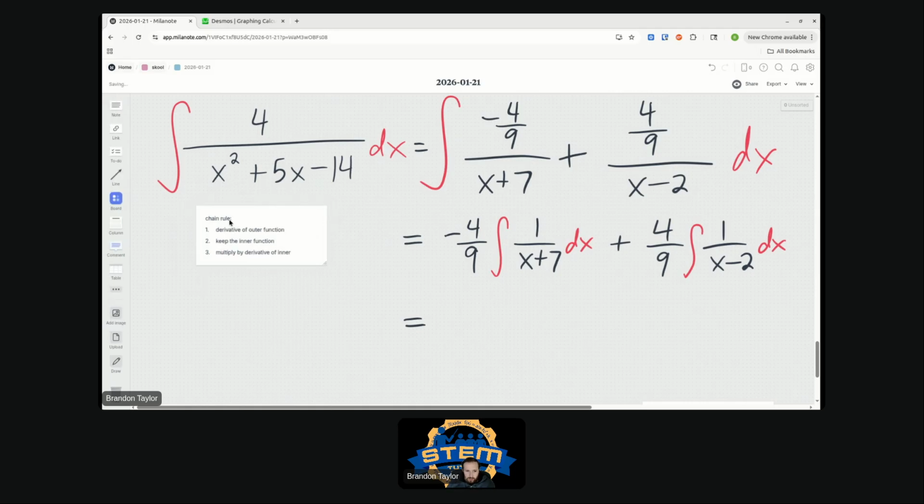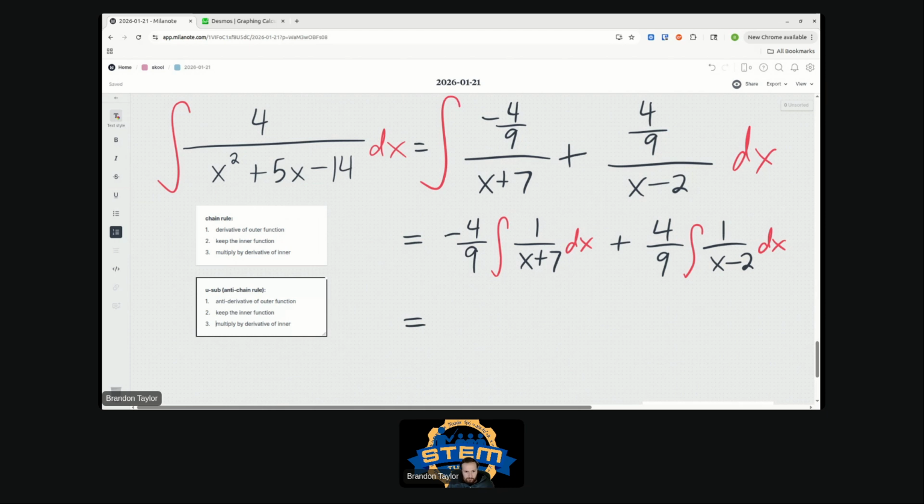What we're going to do here is essentially the opposite of those rules. U-sub, which is the opposite of the chain rule, so anti-chain rule is what I like to call it, because that fits the pattern better. You do the opposite of taking the derivative of the outer function: the antiderivative of the outer function. Keep the inner function; keep basically means no change, so there's nothing to do the opposite of. Hopefully that makes sense. Multiply by the derivative of the inner function becomes divide by. So I'm literally doing the opposite rules of the normal chain rule.